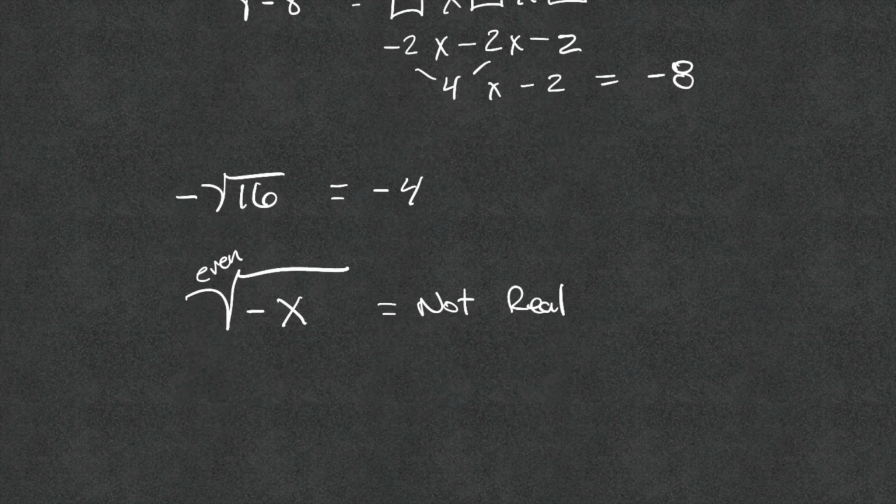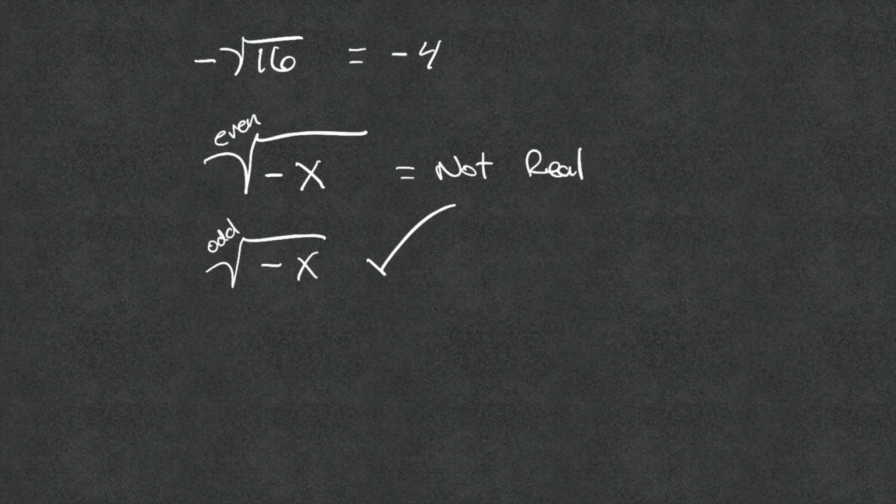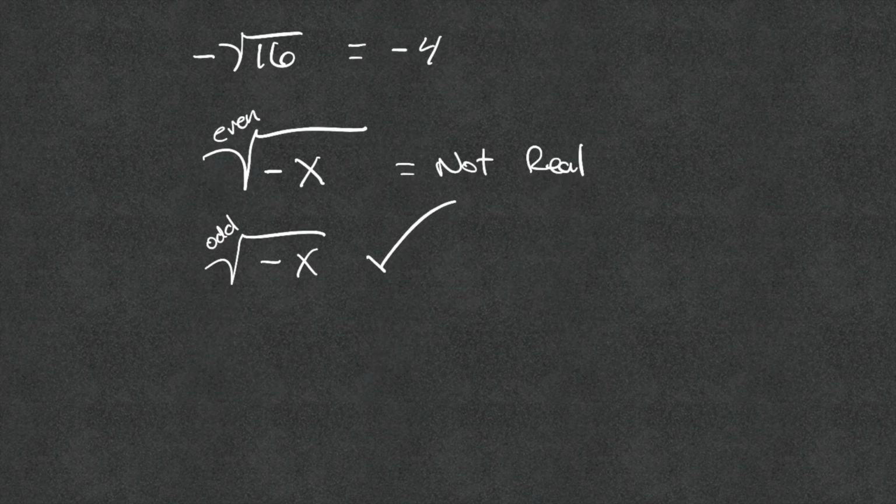Okay. If it's an odd number, you can have a negative. That checks. Being that it's an odd number, it'll produce a negative answer. Remember the inverse rule of this when we're multiplying integers.